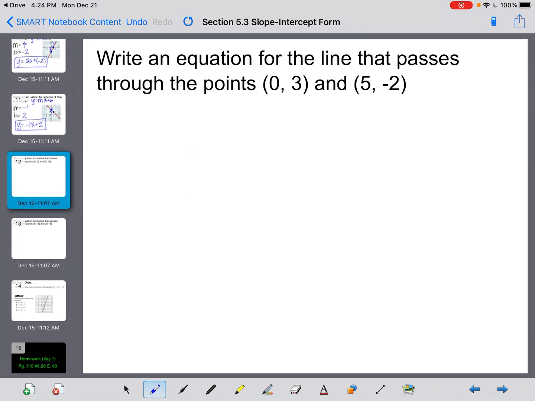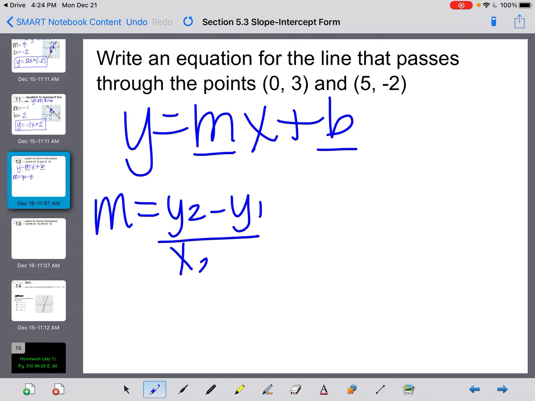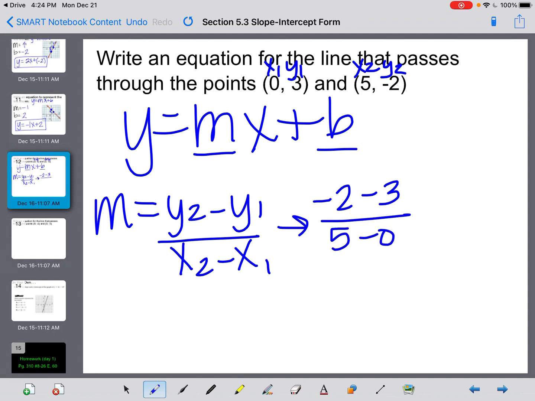All right, even more complex. This time they want us to write an equation for the line that passes through these 2 points. They're telling us that it's a straight line. So I still have to find a slope and a y-intercept, but this time I'm going to have to do it with the slope equation. If you recall, the slope equation was y2 minus y1 over x2 minus x1. Okay, so I'm going to label these as x1, y1, x2, y2. Then I can plug it into this equation. So I have negative 2 minus 3 over 5 minus 0. So I have negative 5 over 5, which means my slope is just negative 1.